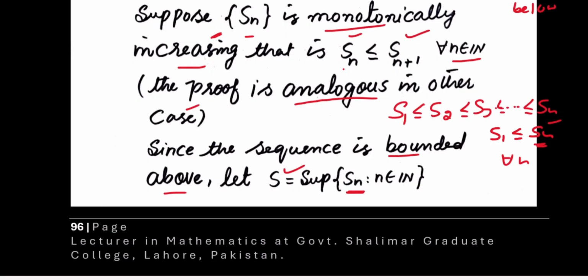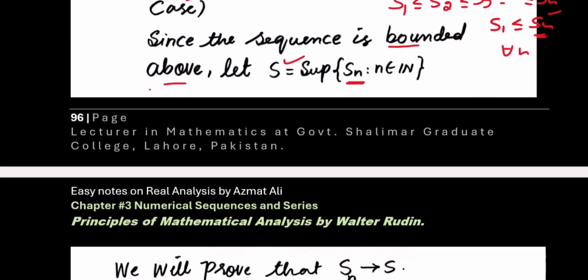This is the least upper bound property, which says that if any subset A of real numbers R is bounded above, it has a least upper bound in R. This is due to the completeness property of R. This is called the least upper bound property of R.